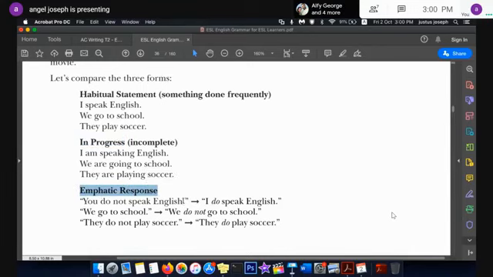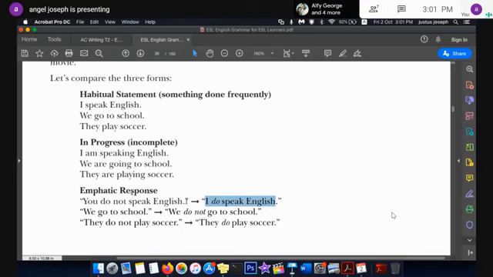Somebody asks you, you do not speak English. What will be your response? I do speak English. So what are you doing here? You're emphasizing. And how are you emphasizing? With the word do. So that's your keyword here. Whenever you see this word do not, it would be an emphatic response.